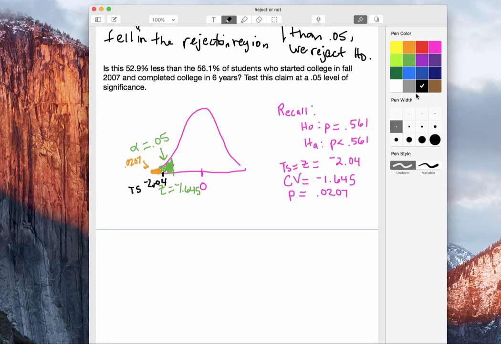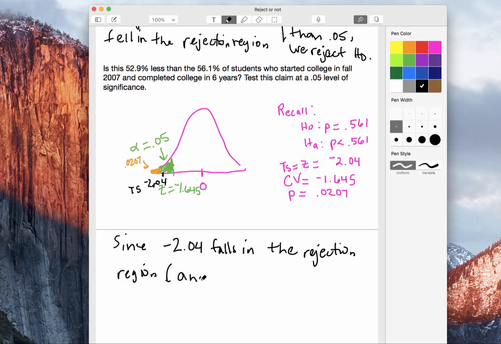So to conclude that, since negative 2.04 falls in the rejection region, and because 0.0207, the p-value, is less than 0.05, the significance level, we reject H naught.